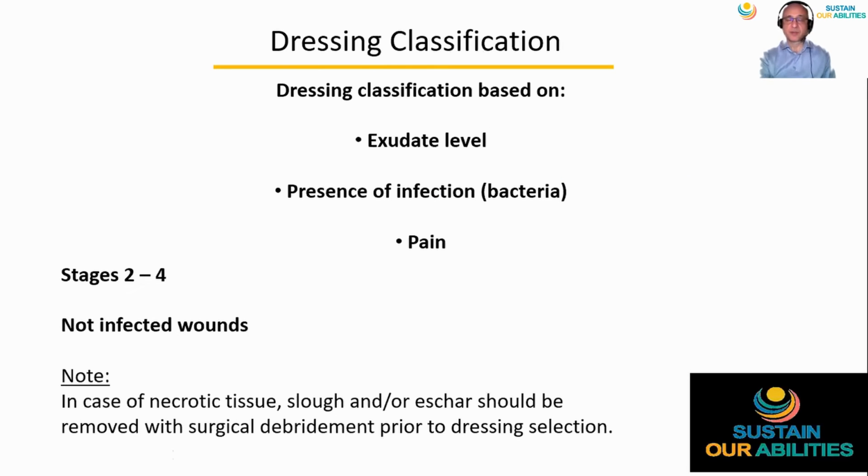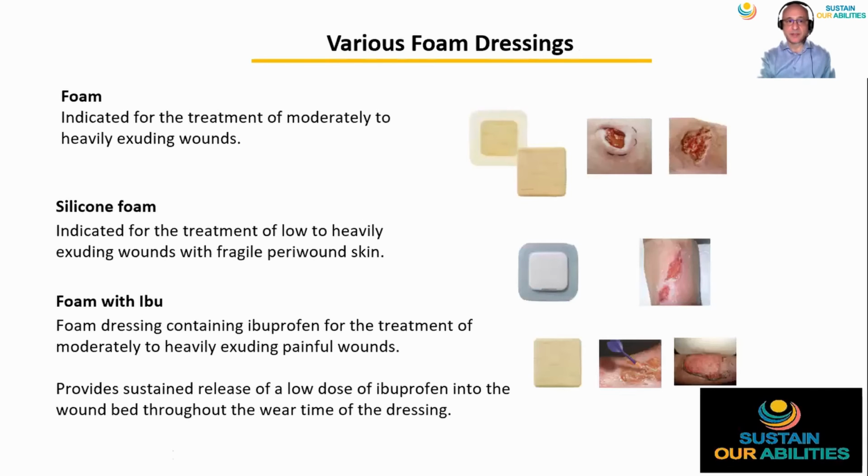Now some slides about the dressing classification based on exudate level, presence of infection, bacteria, and pain for stages 2 to 4 and not infected wounds. And please note that in case of necrotic tissue, slough and/or eschar should be removed with surgical debridement prior to dressing selection. We have various foam dressings.